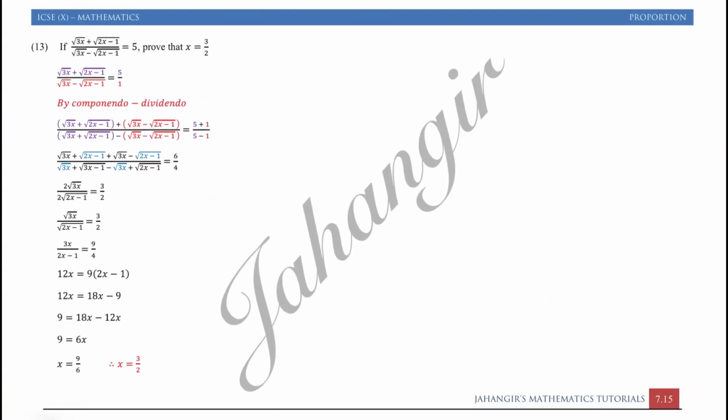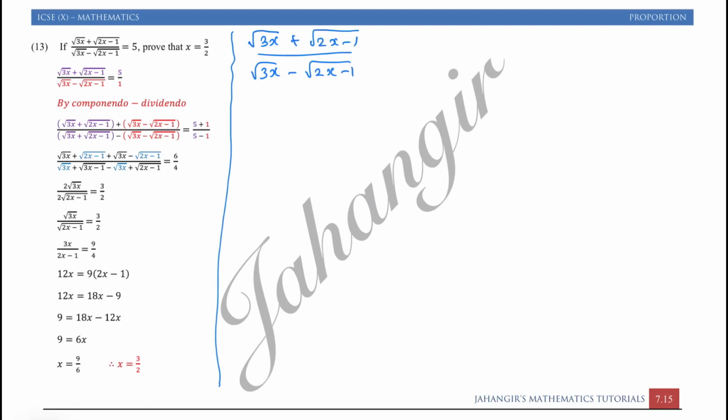Again the same pattern question. You have to just do componendo dividendo. The question is 3x plus root of 2x minus 1 whole upon root of 3x minus root of 2x minus 1 is equal to 5 upon 1. You have to show that x is equal to 3 by 2. So take by componendo dividendo.